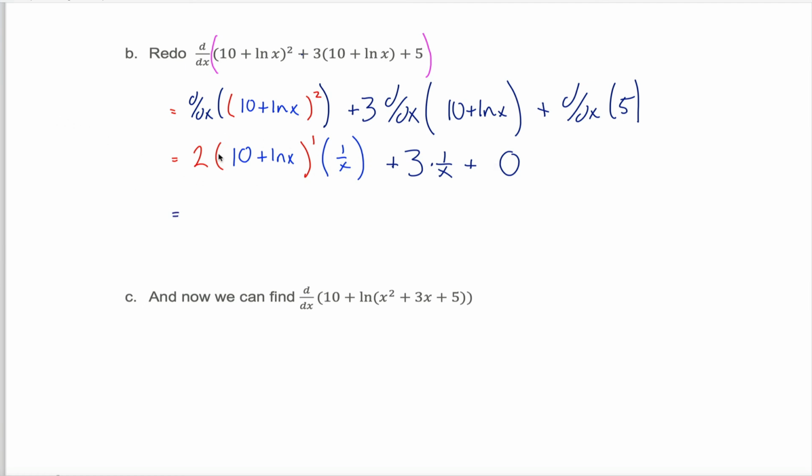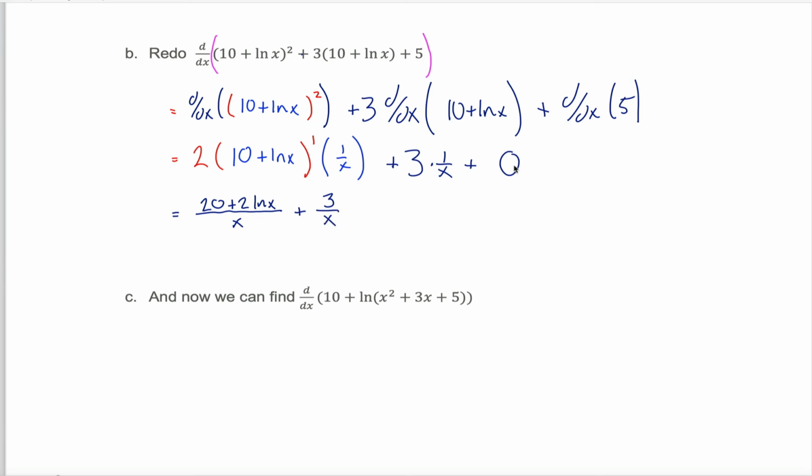In order to figure out this derivative, we had to use the chain rule on this red layer. It's going to bother me to look at this with the 1 up here in the exponent, so I'm going to rewrite this, but really you don't have to. One way you could rewrite this is 20 plus 2 times the natural log of x, if we take this 2 and distribute it through, divided by x instead of times 1 over x. Plus, instead of this 3, think about it as 3 over 1. And 3 over 1 times 1 over x gives me 3 over x.